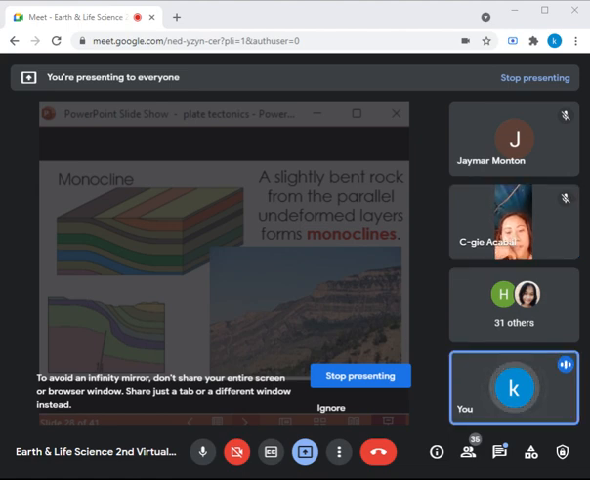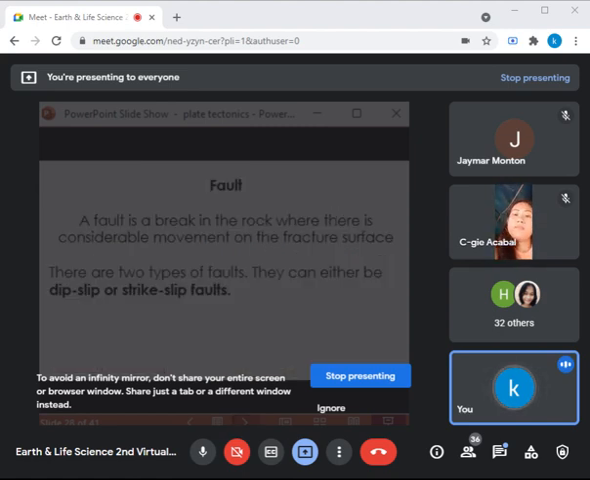Okay, no? So, atong timan-an nga kung fold gani, wala siya nabuak. Walay rock nga nabuak, but ni bend ra siya or ni fold. Igo ra siya ni bawog. Okay. But when we say fault, okay, a fault is a break in the rock where there is considerable movement on the fracture surface. Okay. So, kaning fault, naa na jod break, naa nay fracture, naa nay naliki. As compared to folding, igo ra siyang ni-bend.